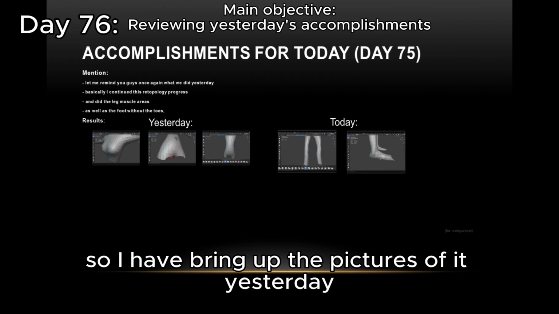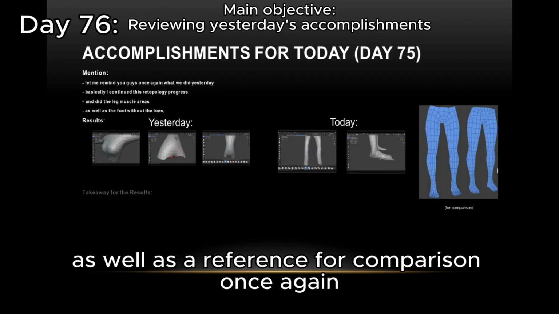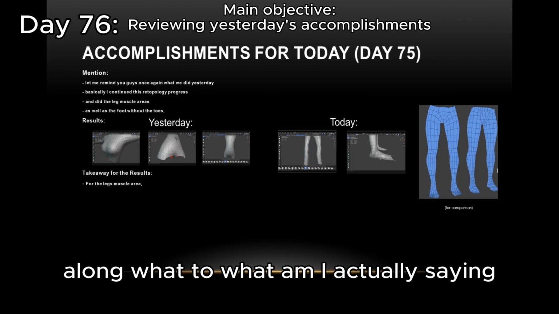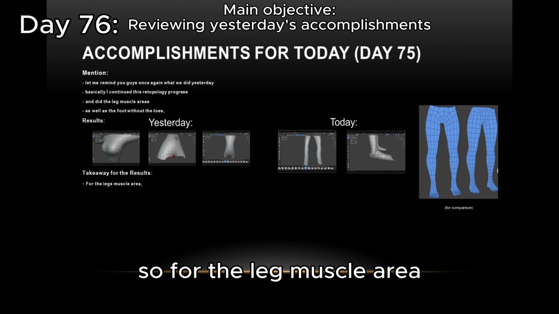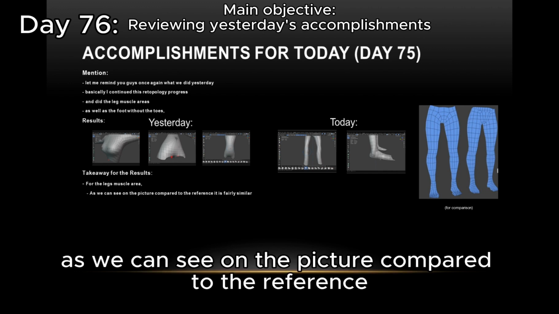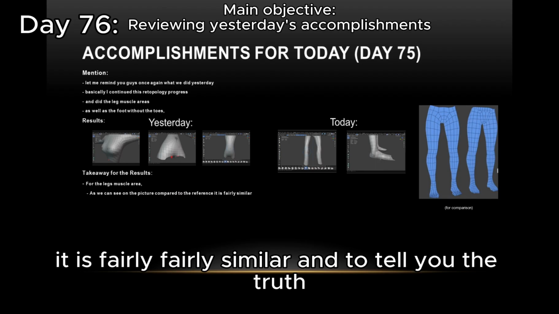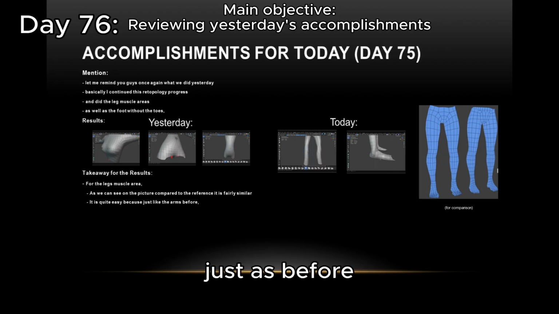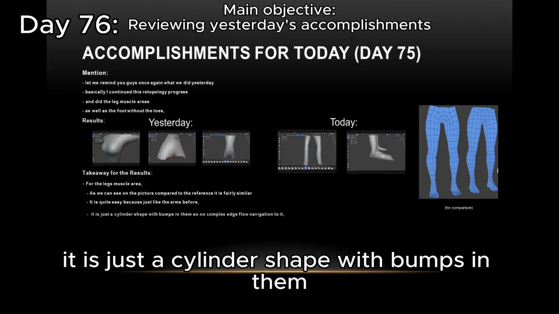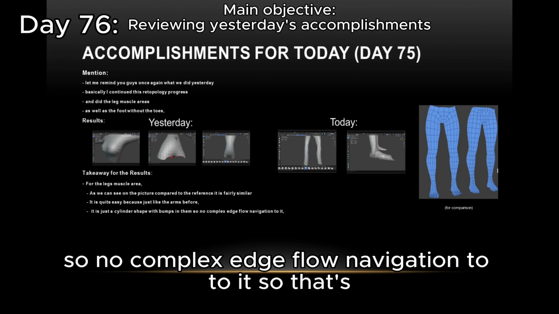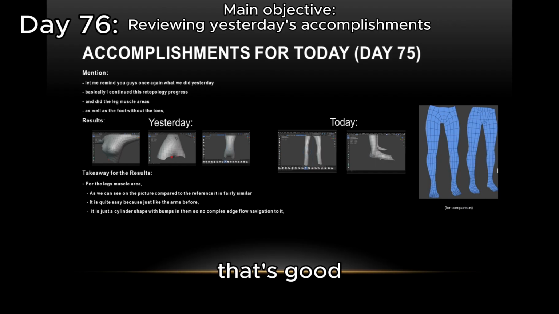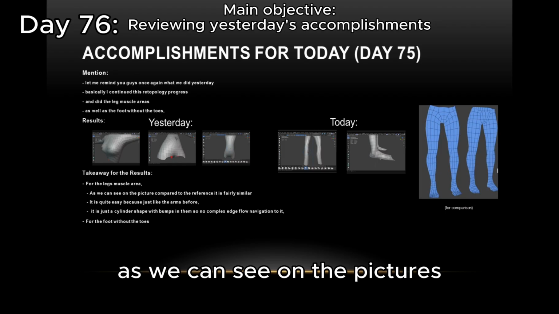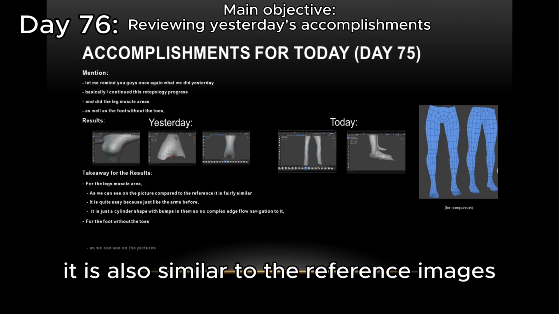I have brought up the pictures from yesterday as well as a reference for comparison once again, so you guys can easily follow what I am saying. For the leg muscle area, as we can see in the picture compared to the reference, it is fairly similar. To tell you the truth, it is quite easy because it's just like the arms before. It is just a cylinder shape with bumps in it, so no complex edge flow navigation. That's good. Moving on, for the foot without the toes, as we can see in the pictures, it is also similar to the reference images.